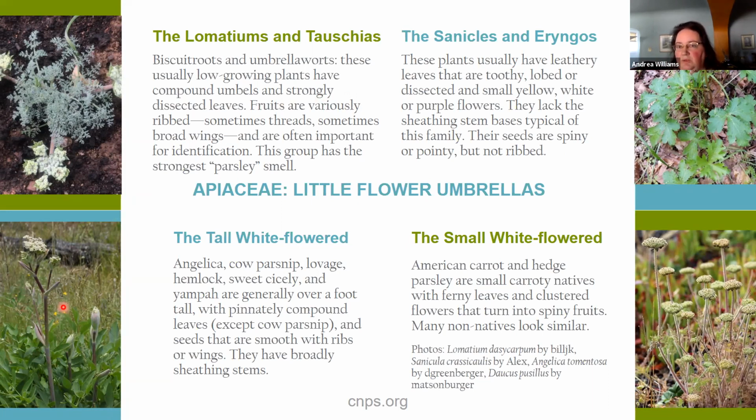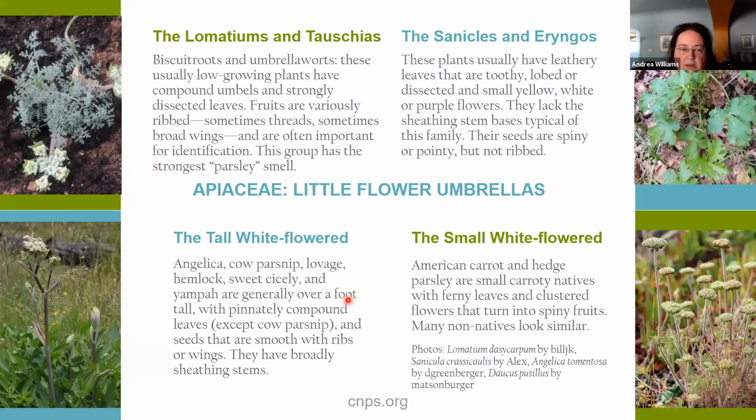Their seeds are usually spiny or pointy, but not ribbed, so they're a little bit of an outlier for this family. And then this is a completely artificial designation, but tall white flowered and small white flowered. The small white flowered American carrot and hedge parsley are natives. There are a lot of non-natives that look similar, and we'll actually go through one of them later in the Identotron portion of the talk.